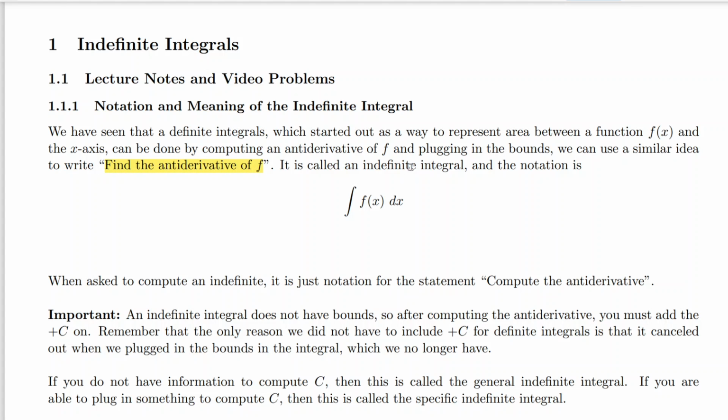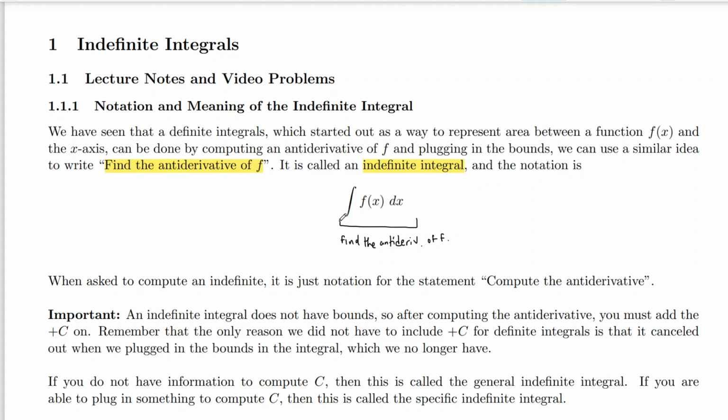And the idea is pretty basic. An indefinite integral looks exactly like a definite integral, except there's no numbers on it. So this is an indefinite integral. And that's really the main difference. All this says in words is find the antiderivative of your function f.